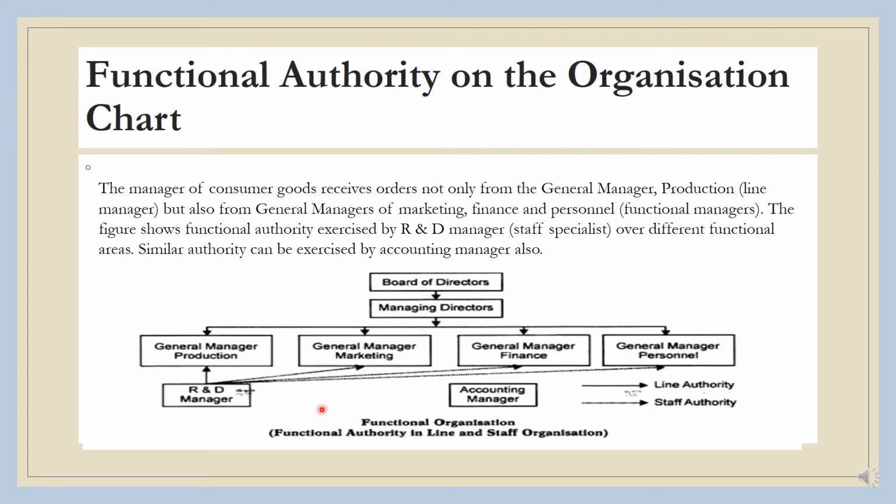It is another way to show it in a line and staff. The manager of consumer goods receives orders not only from the general manager, production line manager, but also from general managers of marketing, finance, and personnel. The figure shows functional authority exercised by the research and development manager over different functional areas. Similarly, authority can be exercised by the accounting manager also. So the R&D manager is answerable to marketing, finance, and personnel, as well as the accounting manager.